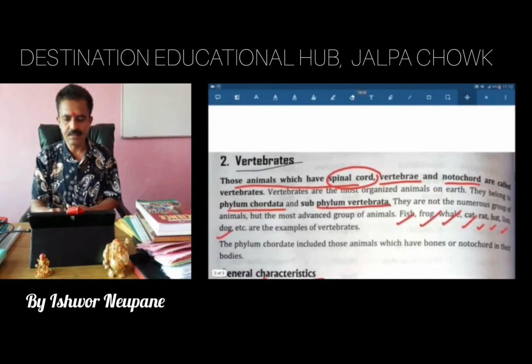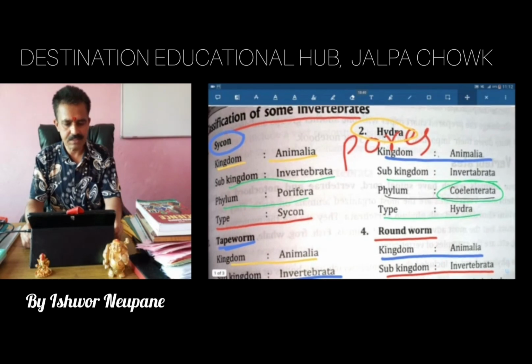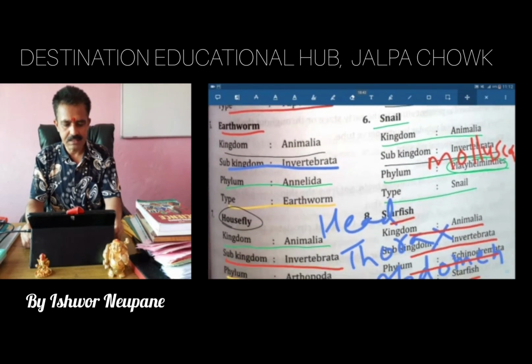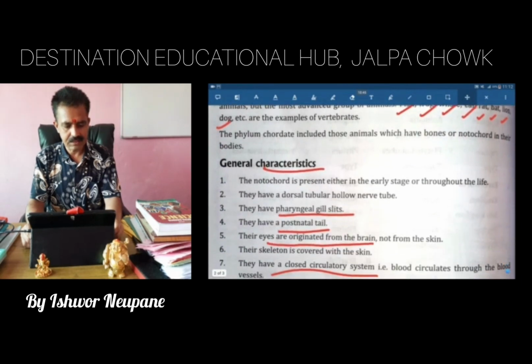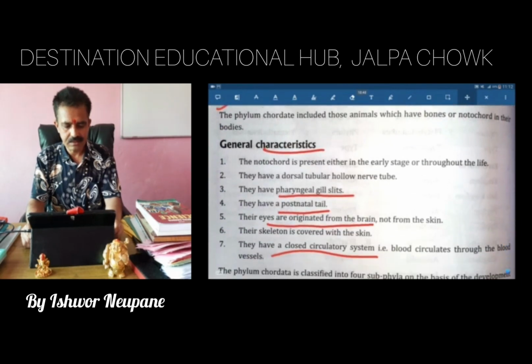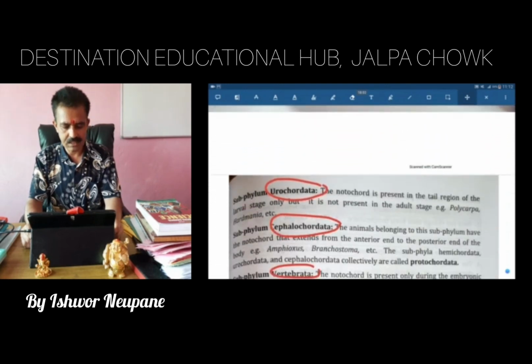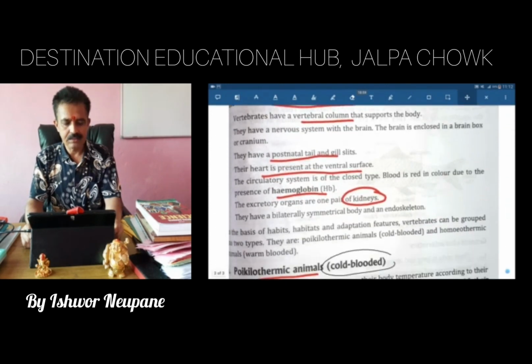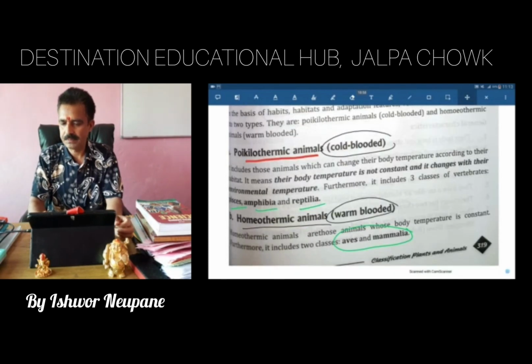Dear students, now listen. Once again, let's recap what we discussed today. Classification of invertebrates. Next heading is vertebrates, characteristics of chordata, subphyla of chordata, and poikilothermic animals and homothermic animals.